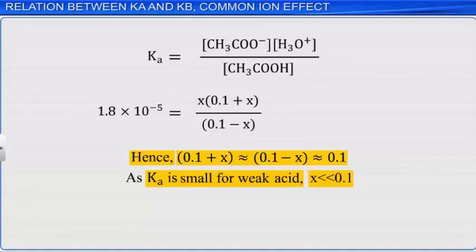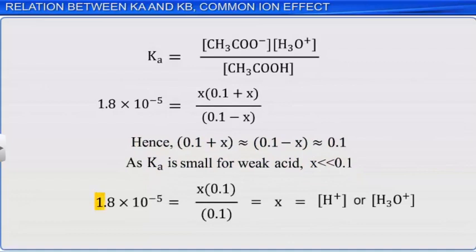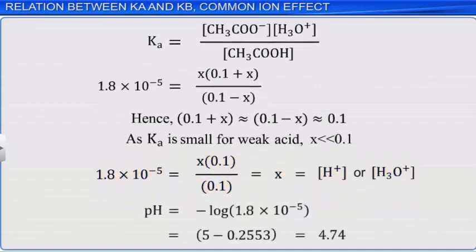Thus, 1.8 × 10^-5 is equal to x multiplied by 0.1 divided by 0.1. This is equal to x, which is nothing but the H+ or H3O+ ion concentration. Thus, the pH of the solution is equal to negative log of 1.8 × 10^-5, which is equal to 4.74.